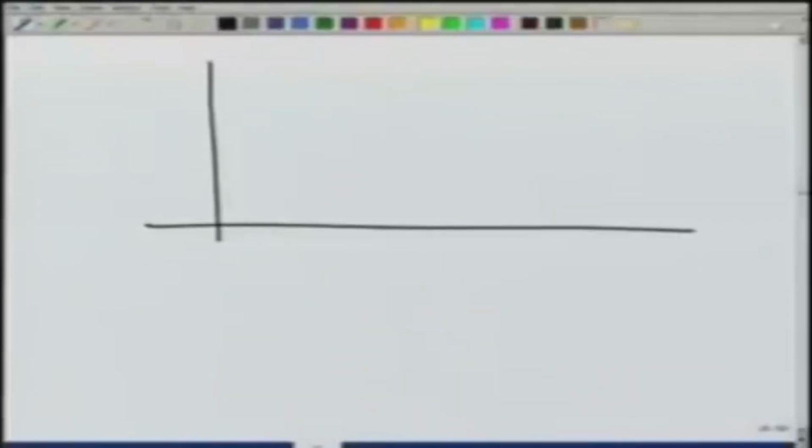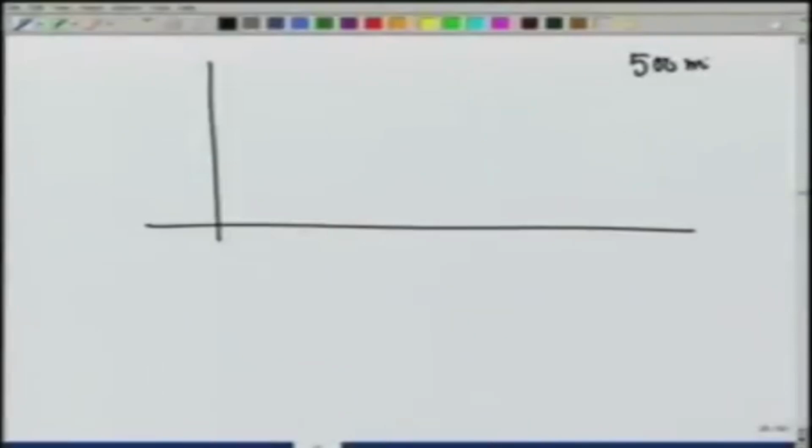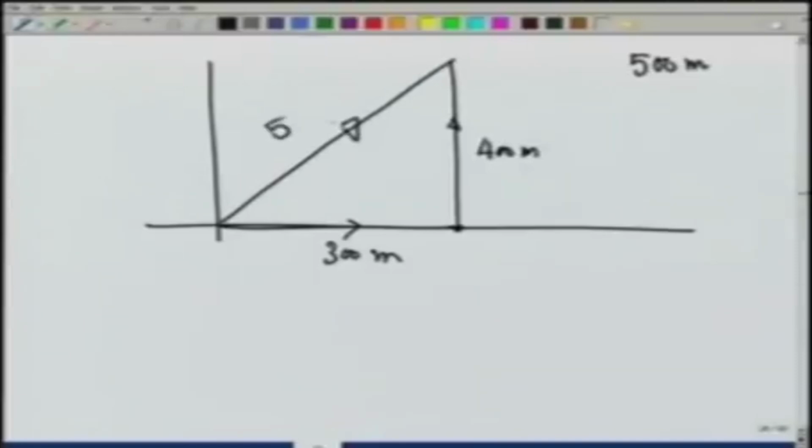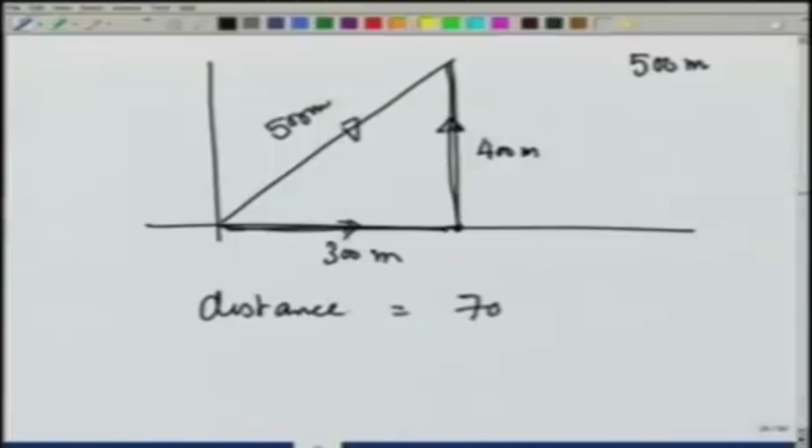Suppose you have a friend who asks you how far is the house of another friend, and you say it is 500 meters, or you say you walk 300 meters to the east, I am just taking the previous example, and 400 meters to the north. So the direct distance of that house is 500 meters, but you have to walk in a zigzag manner, in that you have to go east first and then north. Total distance you cover is 700 meters.